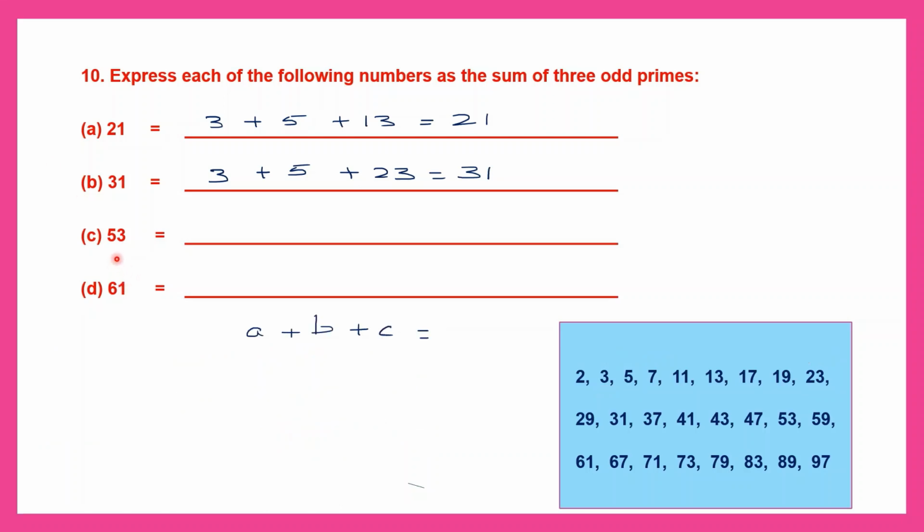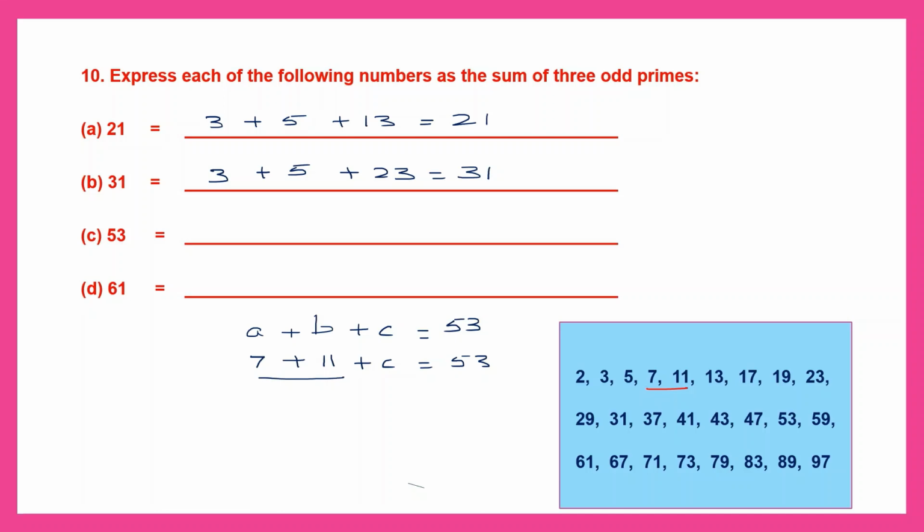Let's take the next number, 53. So A plus B plus C, three odd prime numbers, should give us 53. Now initially we took 3 plus 5, isn't it? Now since this is a bigger number, let's take slightly bigger numbers to get this. Let's try 7 and 11. We'll try it and see. So 7 plus 11 plus C will give us 53.